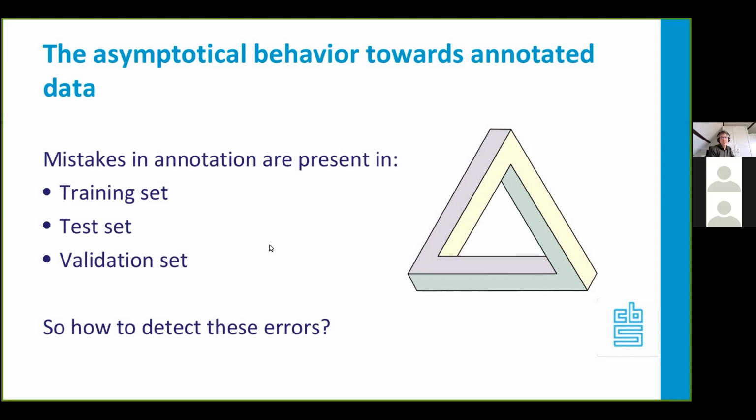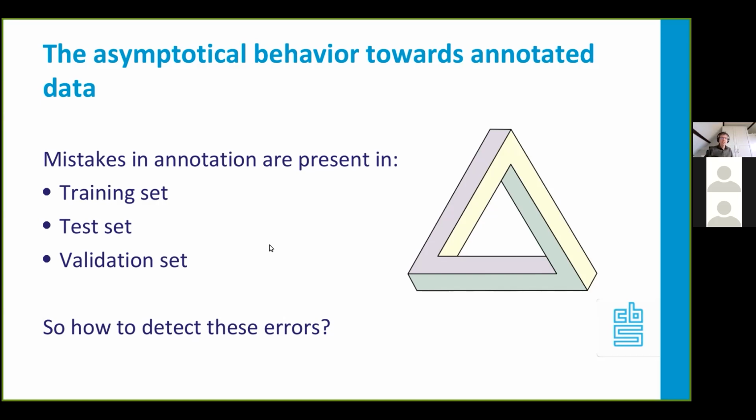Normally we split the set into a training set and test set, and sometimes a validation set, to test if our algorithm is doing what it should do. But all of these sets come from the same annotations, so they have exactly the same mistakes, and this is disturbing the way we look at the world and how we are training the models. So this is a big problem. How can we detect errors when they are in all the sets that we have?